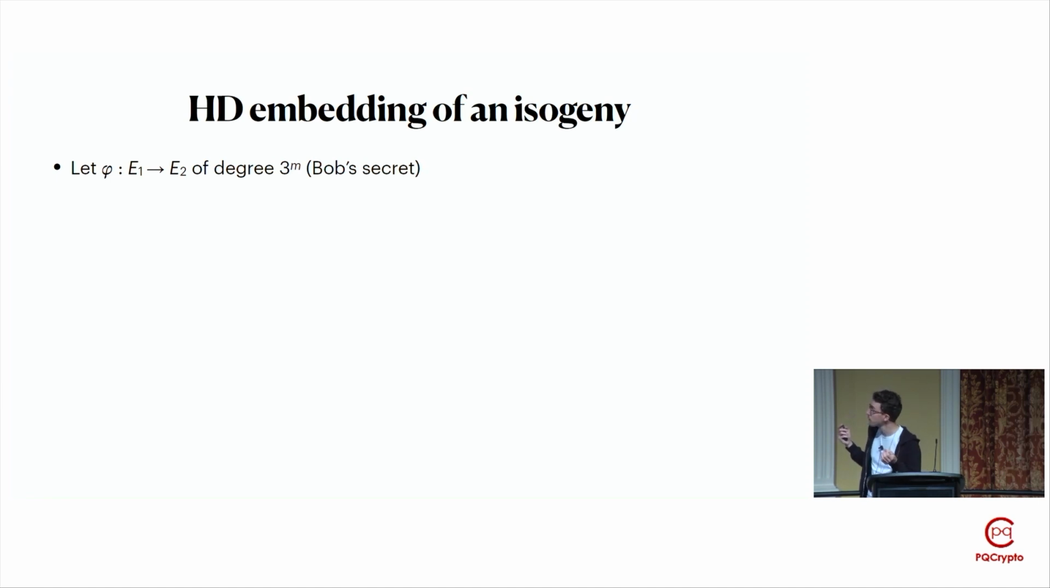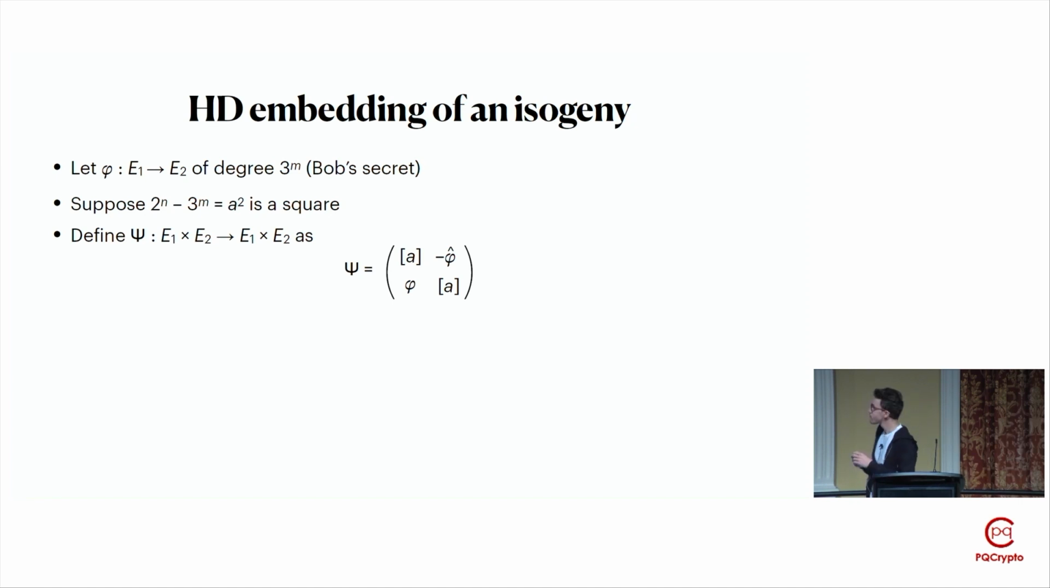Consider an isogeny phi from E1 to E2 of degree 3 to the m. That would be Bob's secret. And for the moment, to simplify everything, but I'm going to lift this restriction soon, I'm going to suppose that 2 to the n minus 3 to the m is a square. It's equal to a squared. Now, we can define an isogeny from E1 times E2 to itself, to E1 times E2 again. And we can define it like that, by this little matrix here, where on the diagonal I have multiplication by a. A is an integer. And on the antidiagonal, I have phi and minus phi hat.